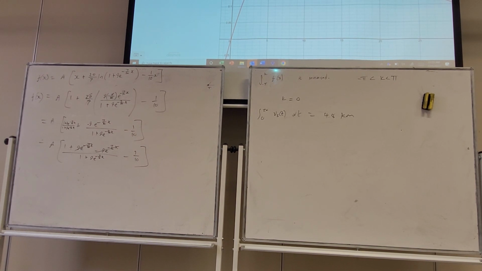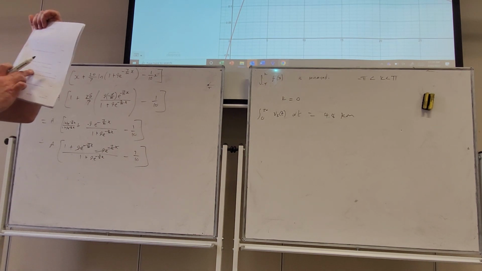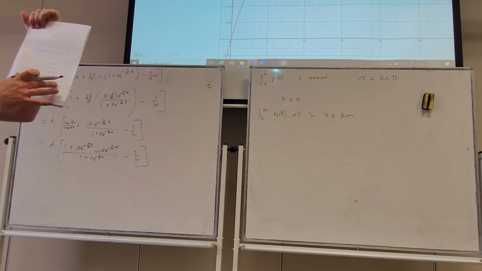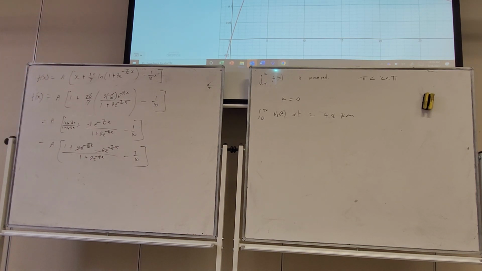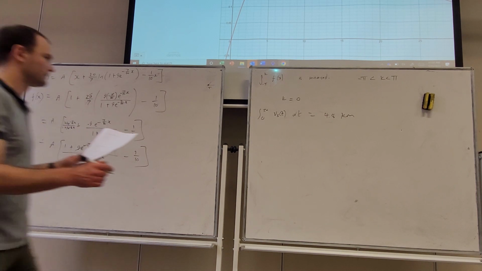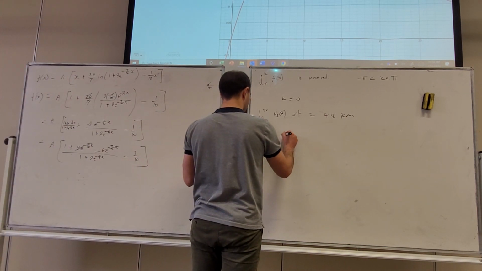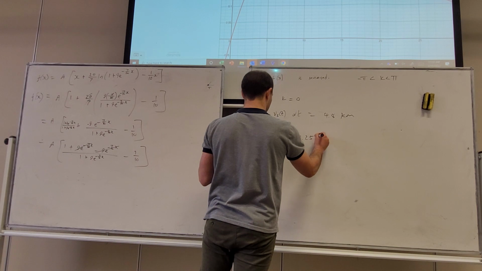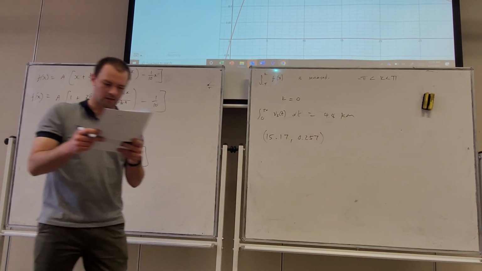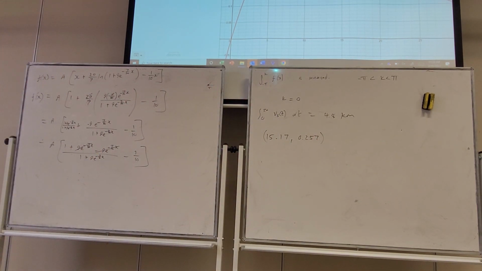Alright, G solve that intersection. And we've got, so yeah, you get a mark. Careful here because it says sketch the graph. Some people will miss that kind of thing and they'll jump straight to the next one, so make sure you look out for that. Determine the point of intersection. We've got 15.17 and 0.257.